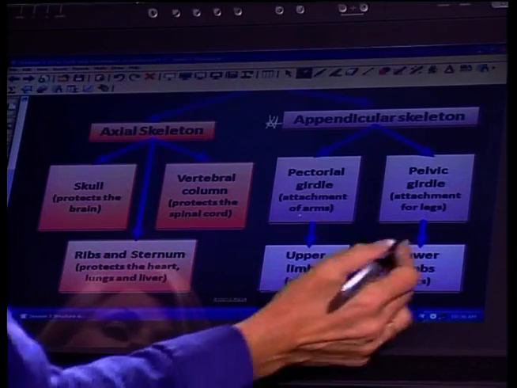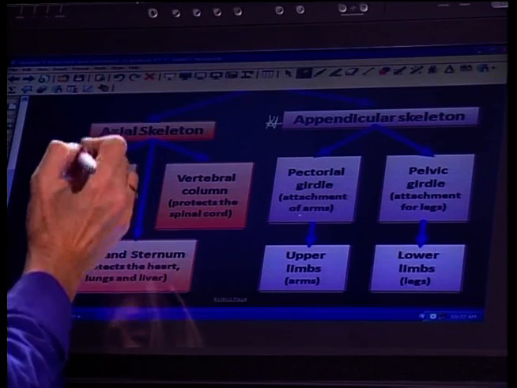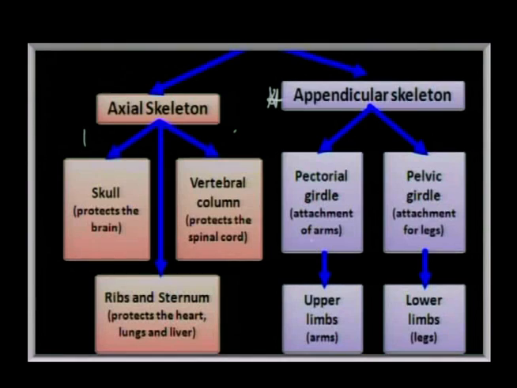And then clearly the upper limbs and the lower limbs. So the axial skeleton is made up of 3 parts: the skull, the vertebral column, and the ribs and the sternum. The appendicular skeleton only has 2 parts. It's got the pectoral girdle and the pelvic girdle. The pectoral girdle is your arms. The pelvic girdle is the lower limb.